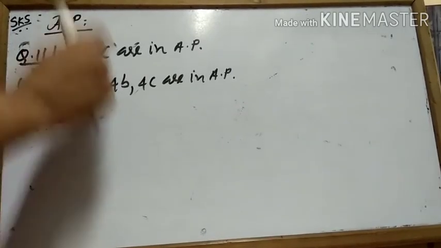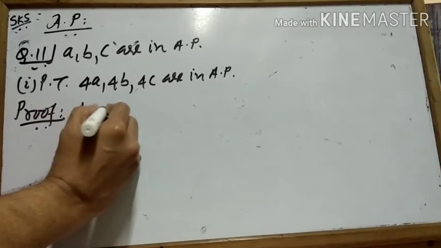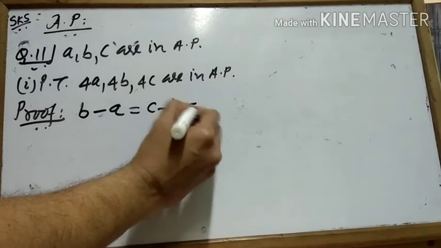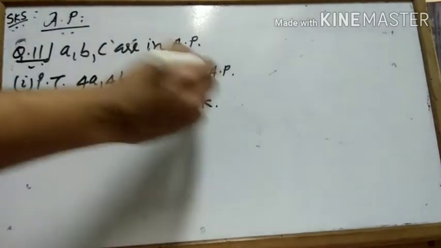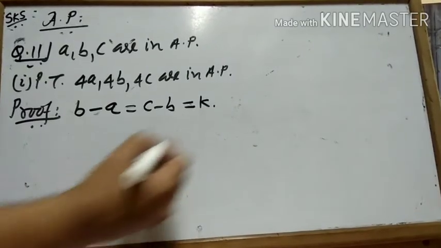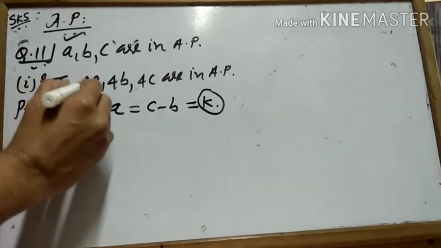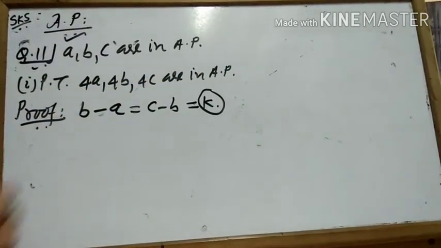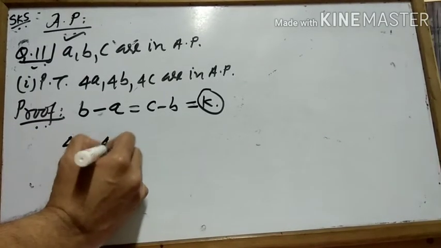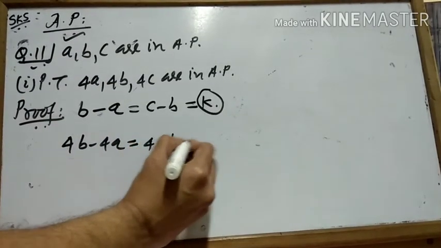Just now we saw that if given numbers are in AP, then the difference of consecutive numbers will be the same. That is, B minus A, second term minus first term, will be equal to C minus B, third term minus second term. So this difference we are taking as k, where k is a common difference. Generally we take it as d. Here I am taking it as k. So k is the common difference of the given AP. Now I am supposed to find out whether this is an AP or not. So I am going to find 4B minus 4A, the difference between second term and first term, which is equal to 4 into bracket B minus A.